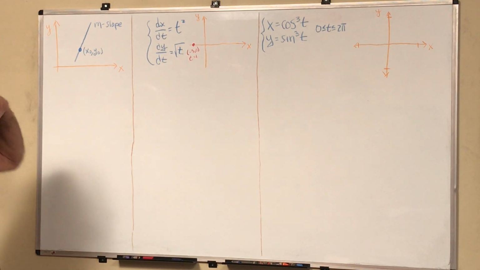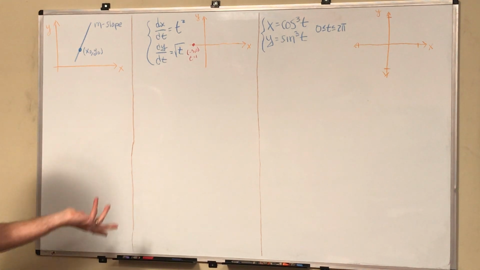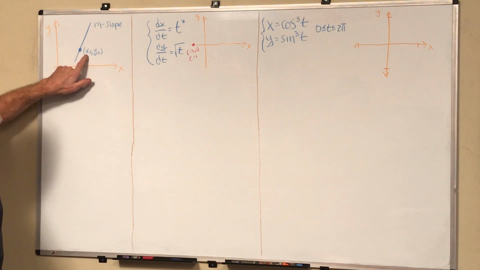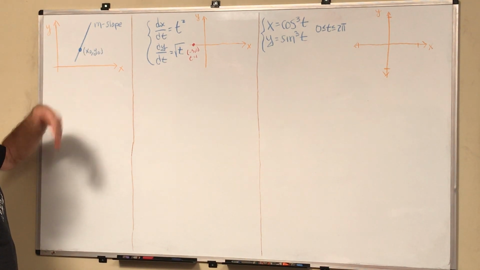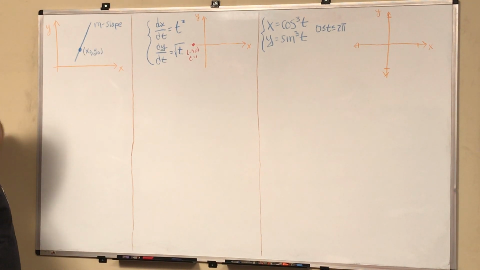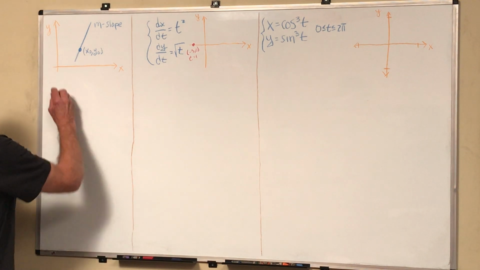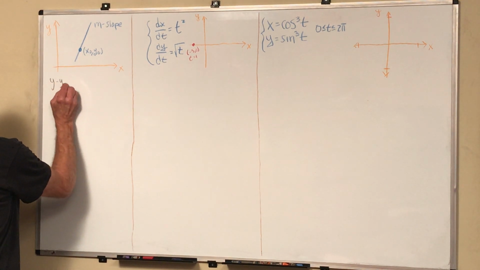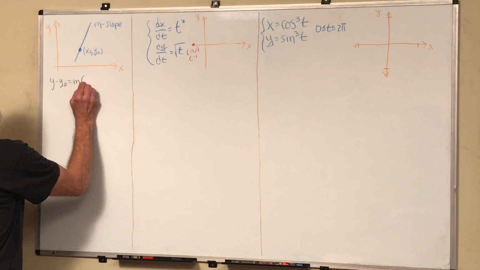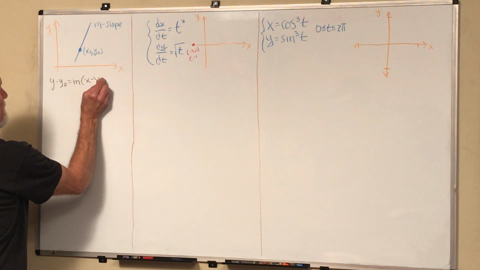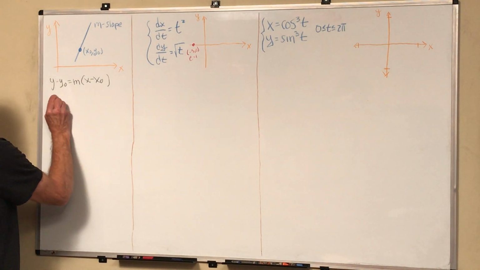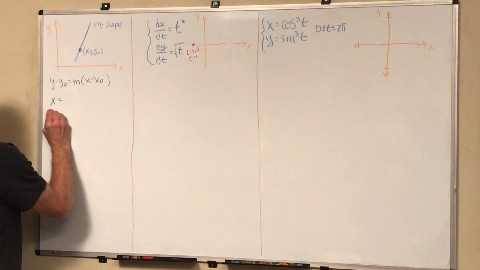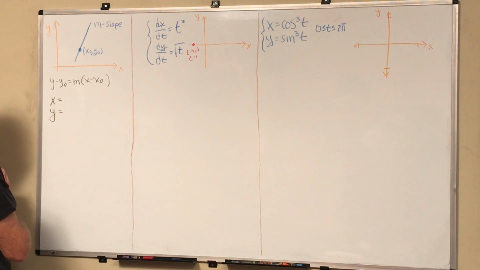Well, we know there's several forms in rectangular. And one of them is if you have a point and a slope, and that's exactly what you need to determine a straight line. We have y minus y0 equals the slope times x minus x0, the point slope form. But in parametric, we have to have x as a function of t and y as a function of t.